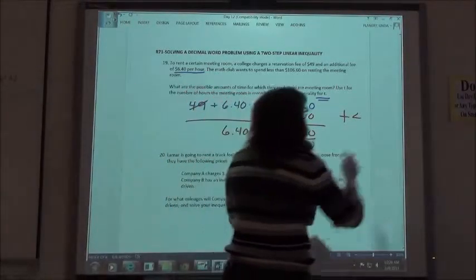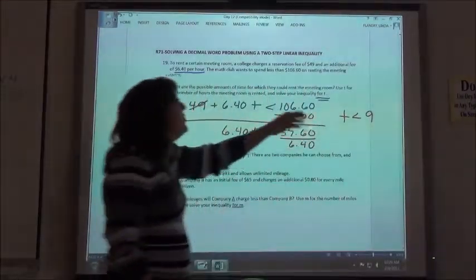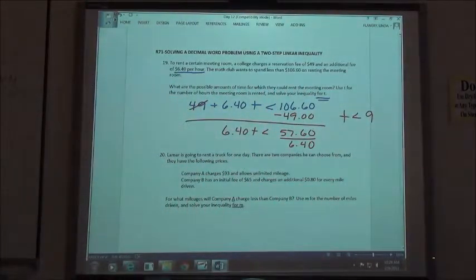Now, that means if they rent the hall for less than 9 hours, they're going to stay within their budget. If they go over 9 hours, then they're going to spend too much.